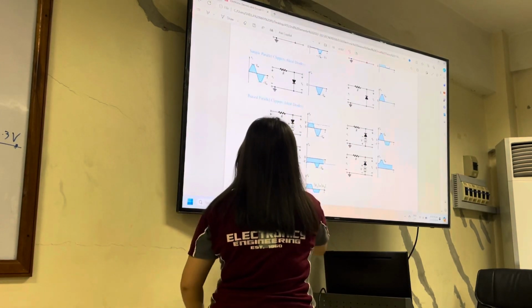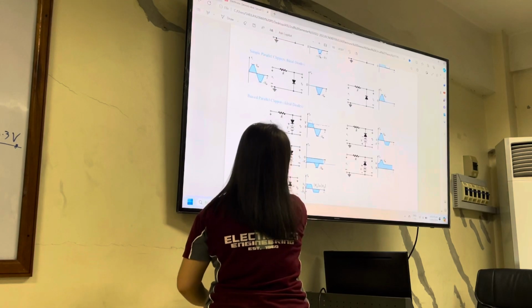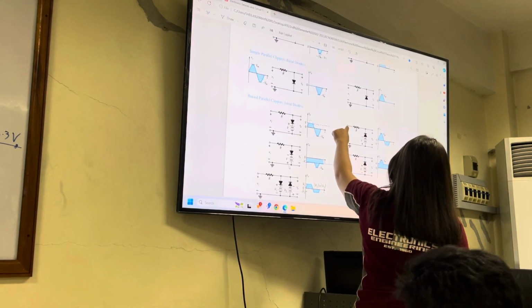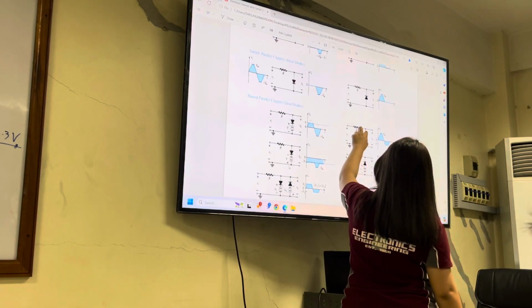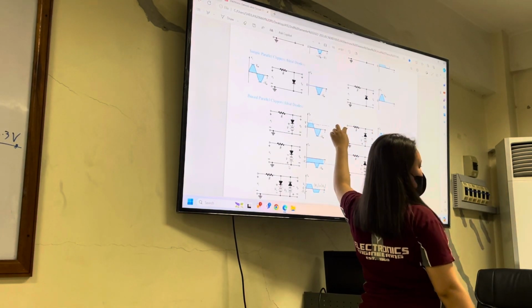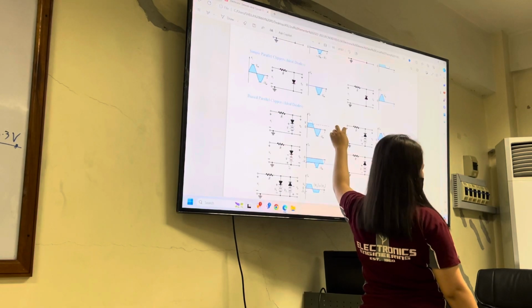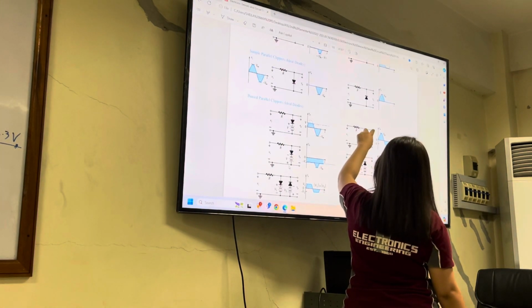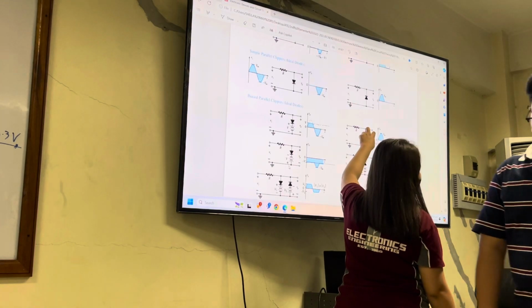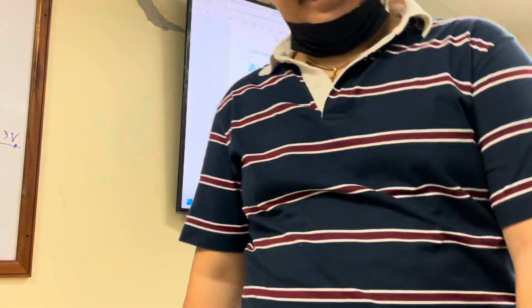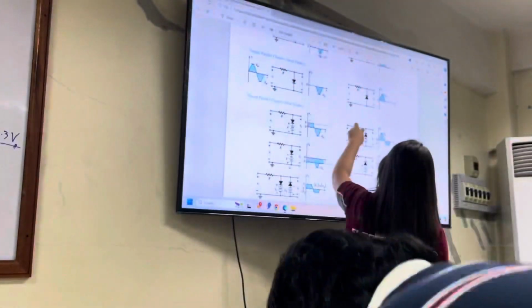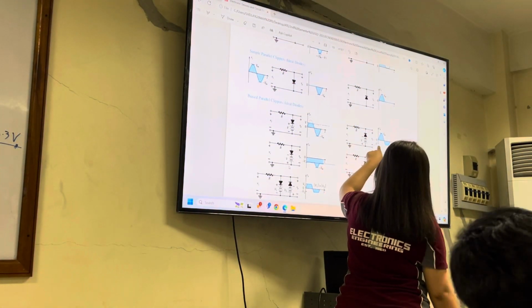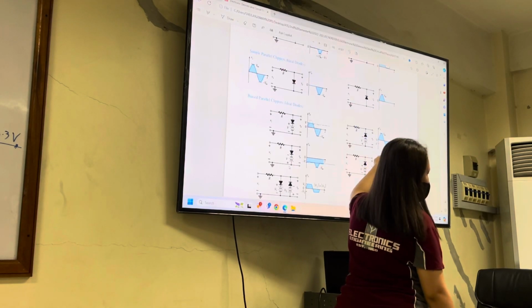Okay, next we have here. At the positive half cycle, the branch is non-existing, so V output is equal to V input. At the negative half cycle, the diode is conducting, therefore the V output is measured across this branch, which is just equal to negative V, because negative V minus VO equals 0, so VO is just equal to negative V.